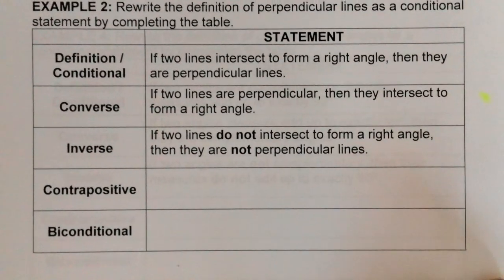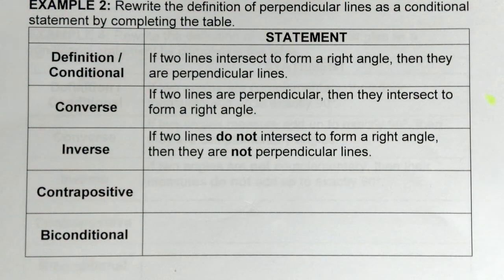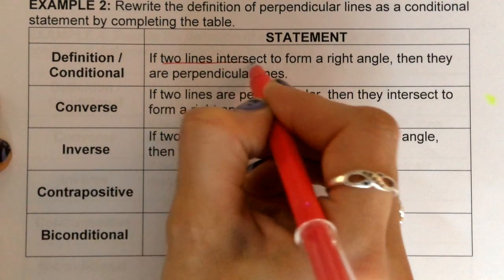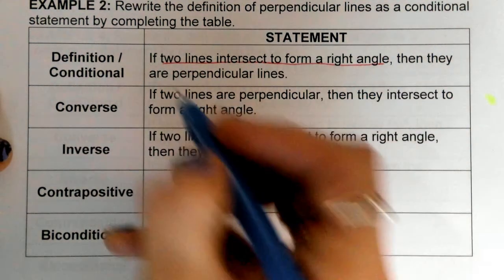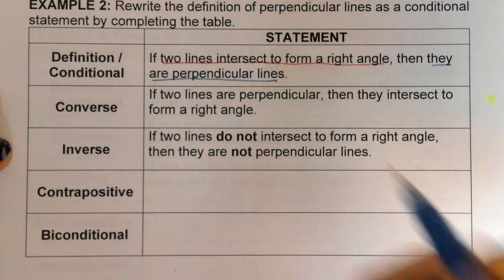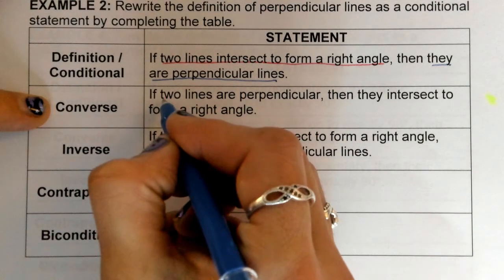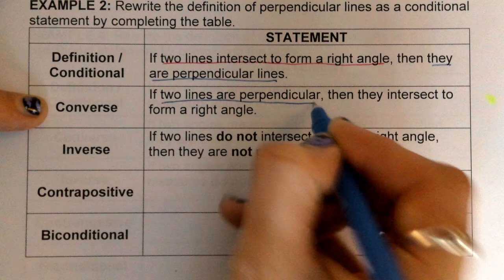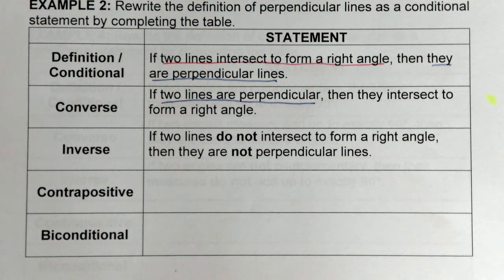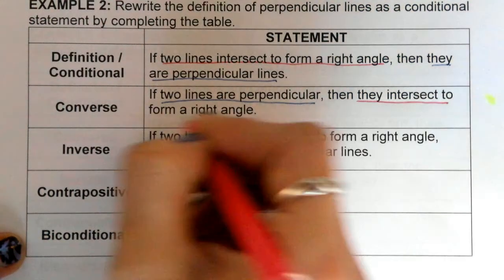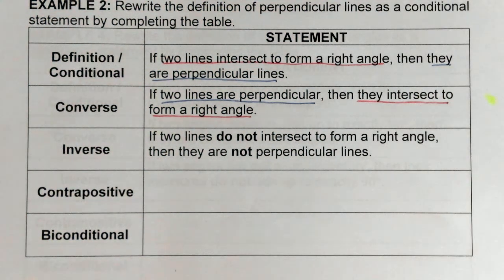Again, I'm just pulling straight from the previous examples we had in the last notes. And we have here, if two lines intersect to form a right angle, then they are perpendicular. So we took our converse and we switched. Converse is switching. So we have, if two lines are perpendicular, which is fine. I know in my notes I put if they are perpendicular lines. But again, the perpendicular and the right angle are the two different sections we need to look at. Then they intersect to form a right angle. All we did was switch them.